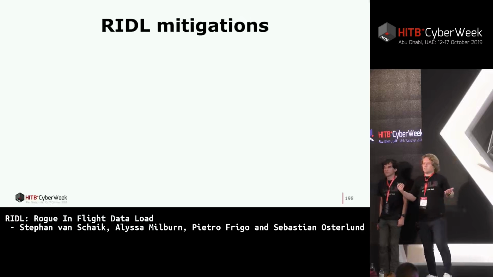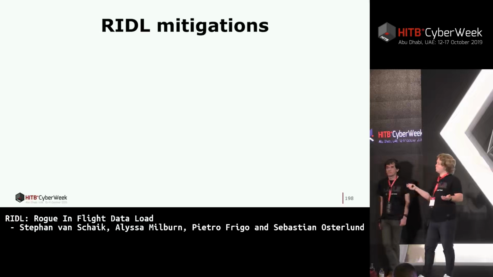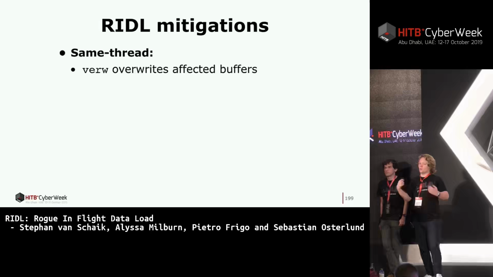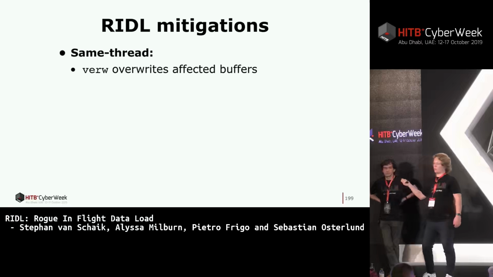So after we disclosed this in May, Intel was already working on some mitigations, right? They also released their microcode patches on the same day. One of the first things you can do is leak from the same thread, for example, for the arbitrary kernel read that we have.